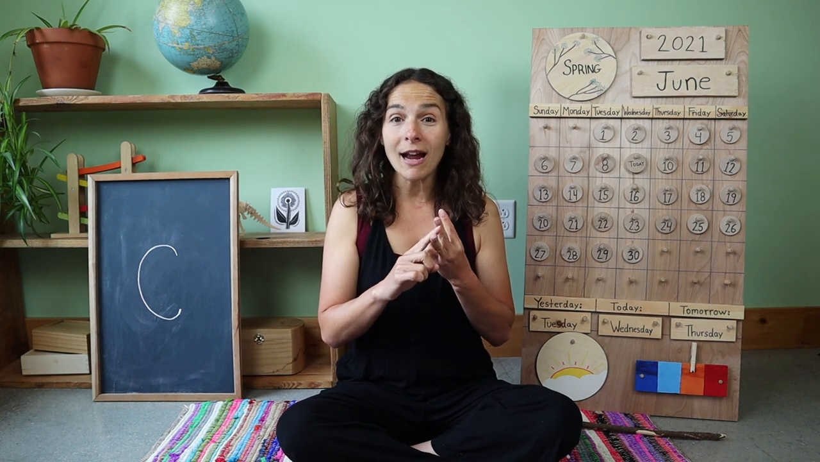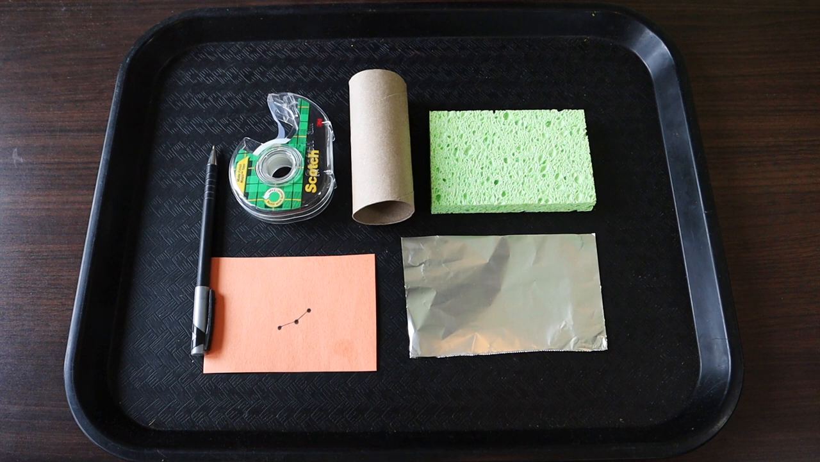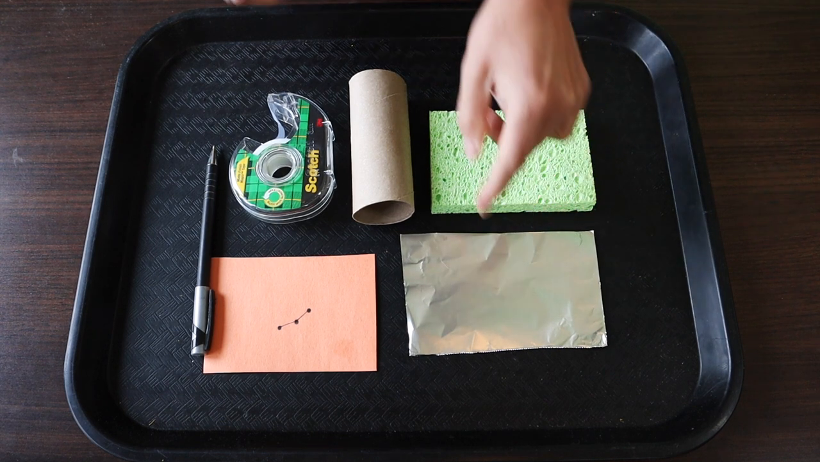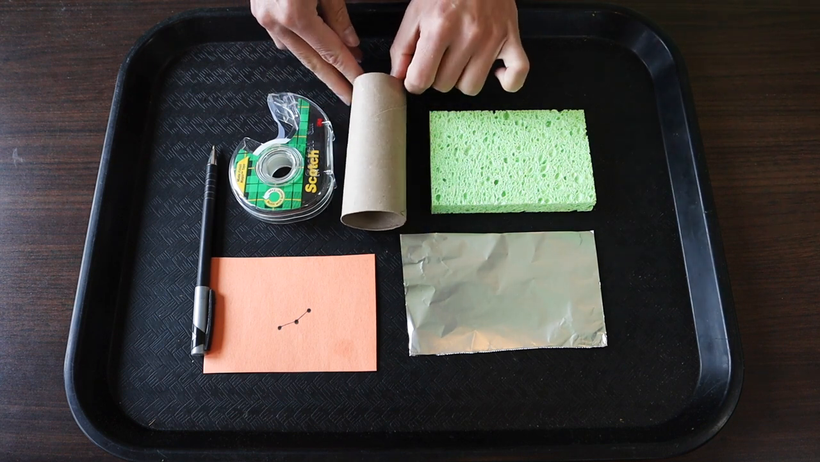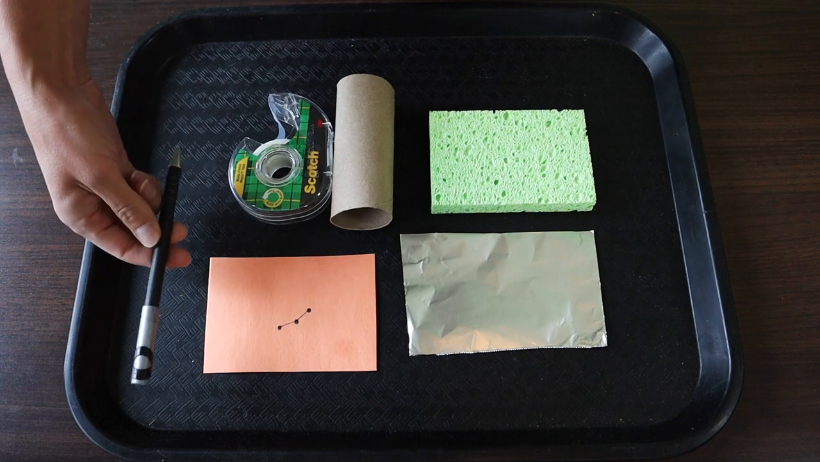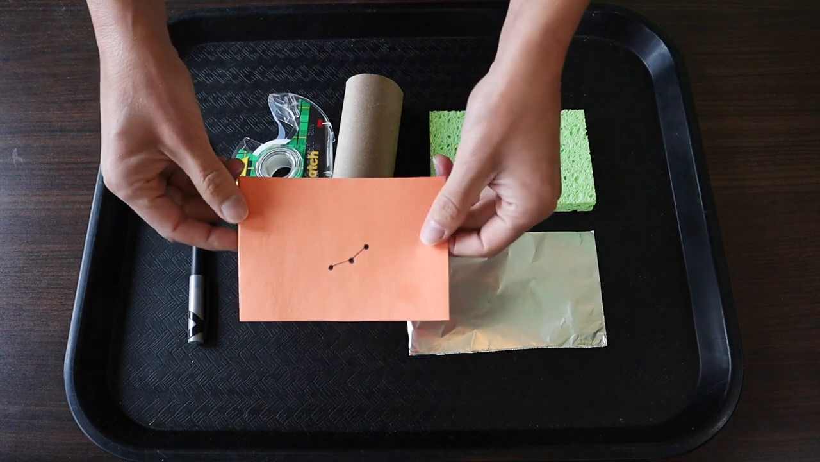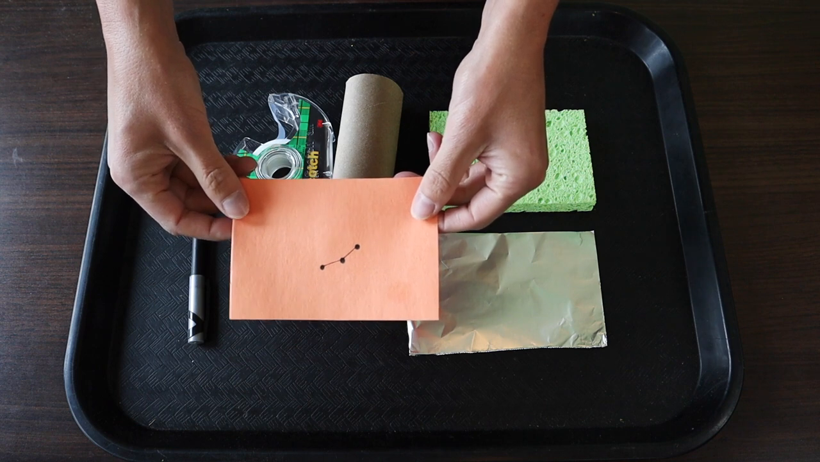the Little Dipper, and Orion. For today's work, you are going to get to bring the night sky inside. For today's work, we are going to make a constellation projector. So for this work, you will need a sponge, a piece of tin foil, a cardboard tube, so I'm just using an empty toilet paper roll, a picture of the constellation of your choice, some tape, and a pen or a pencil.